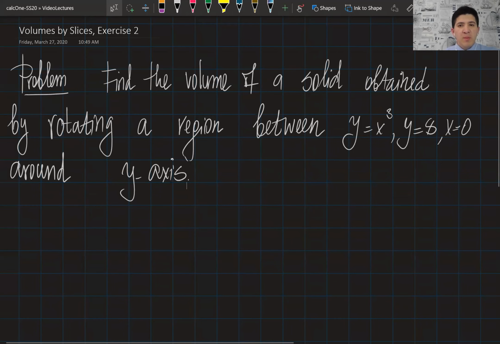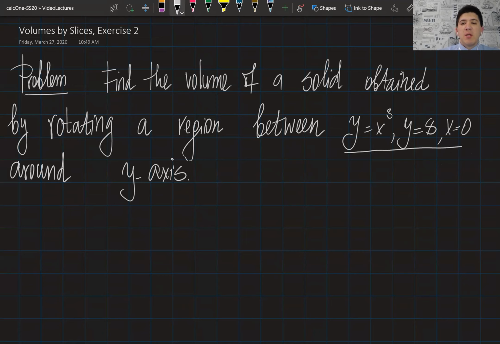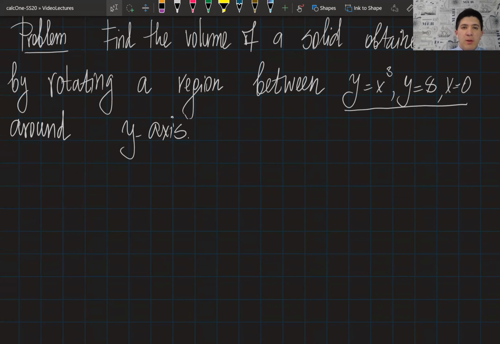Let's solve a problem to find the volume of a solid, which is obtained by rotating this region between the three curves around the y-axis. So first of all, we need to draw all the curves. In order to do this, let me put the coordinates here.